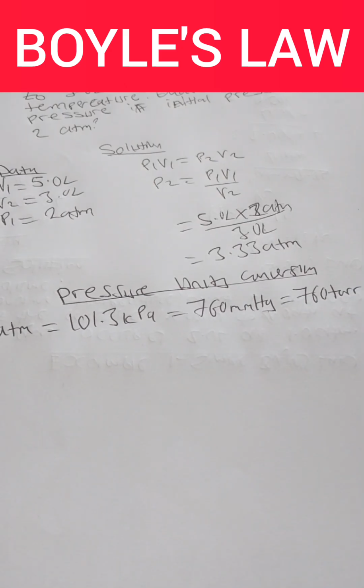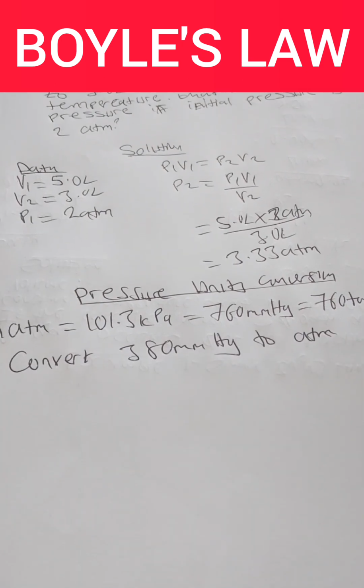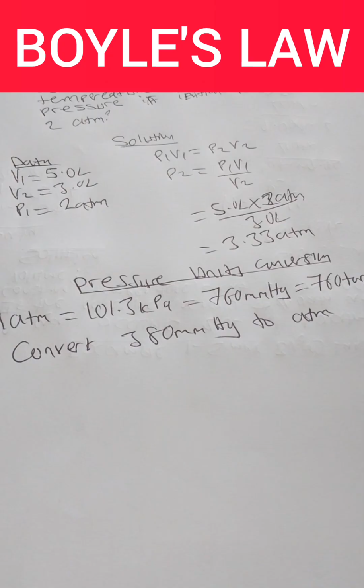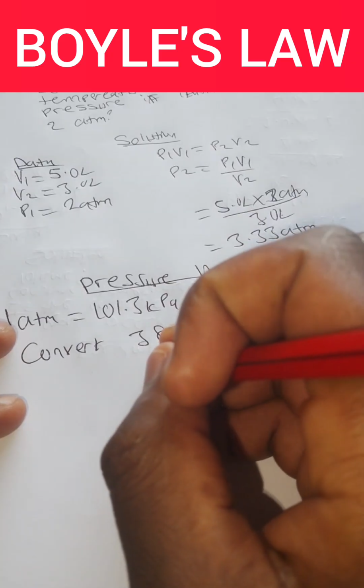Yeah. So let's try again. Let's do a simple example in units conversion. So we have been given: convert 380 millimeter Hg to what? To atm. So how do we convert this 380 millimeter Hg to atm? So we know that 1 atm. So the best way you can do this is not the secondary way. So we do the wrong way. So we just do 380.